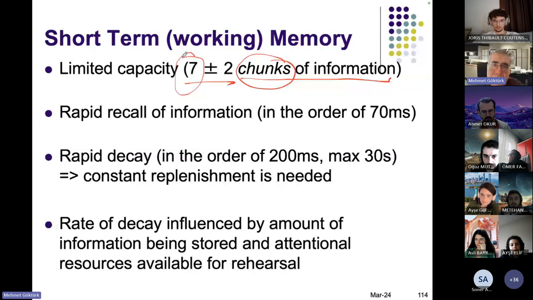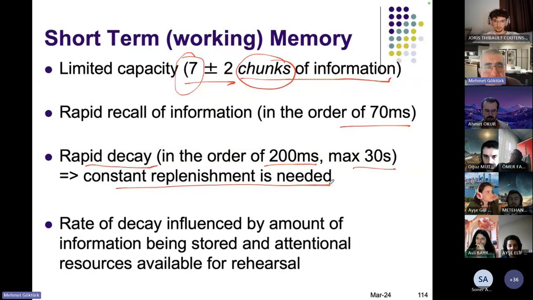And that scratch pad is very fast, and decay is also fast. You forget in about 200 milliseconds to 30 seconds. Therefore, constant replenishment is needed in order to keep it. If somebody tells you a password once, what do you do in order not to lose it? You keep repeating it until you enter it, then you are successful.